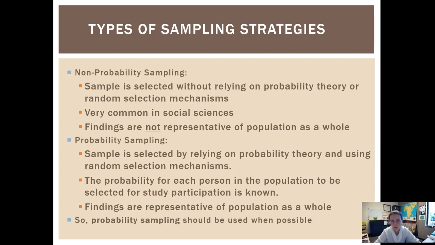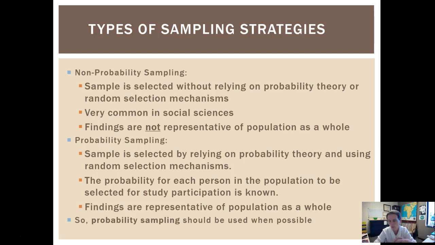So in other words, when we use non-probability sampling, all we can say is that our findings are true for the sample that we collected data from. So if we collected data using non-probability sampling from 500 NKU students, and we found that 80% of those students are satisfied with NKU, all we can say is that 80% of the sample of NKU students were satisfied with NKU. We would not be able to generalize that to all NKU students. So we would not be able to conclude from that study that 80% of all NKU students are satisfied with NKU. So that's the big downside.